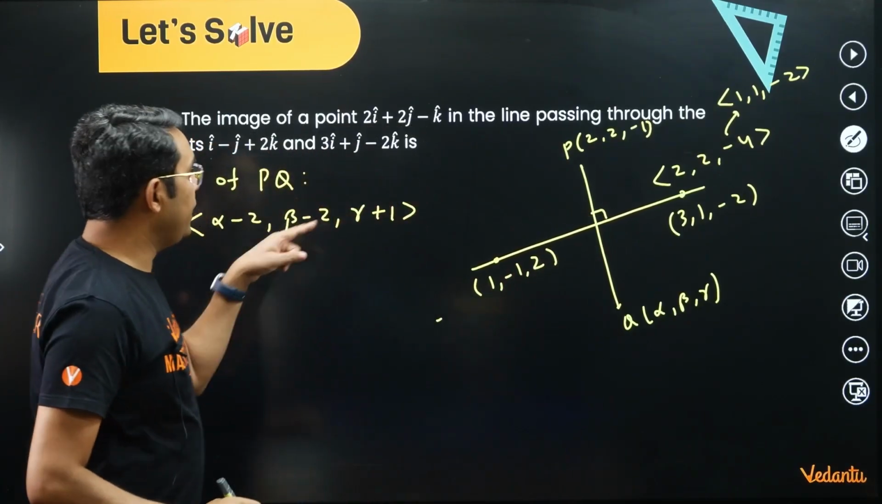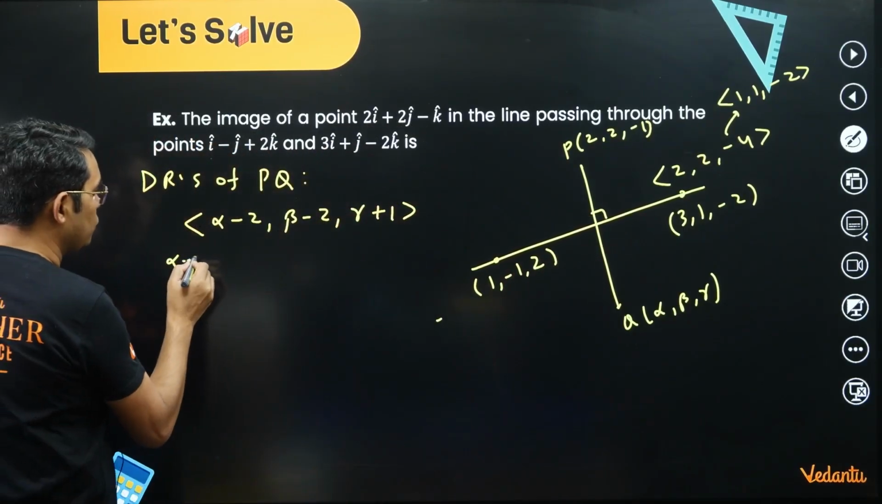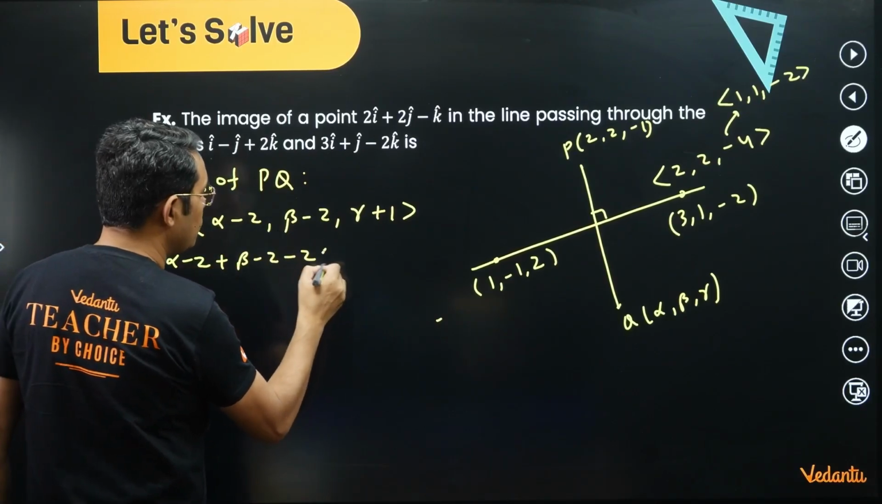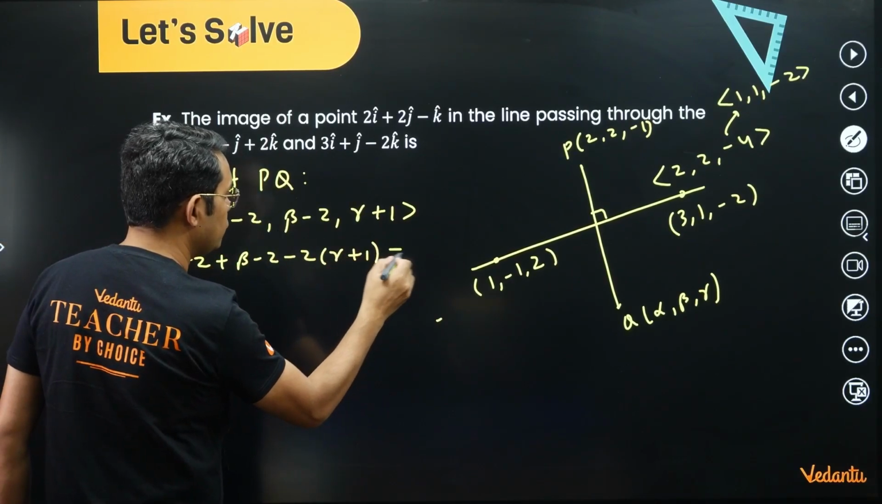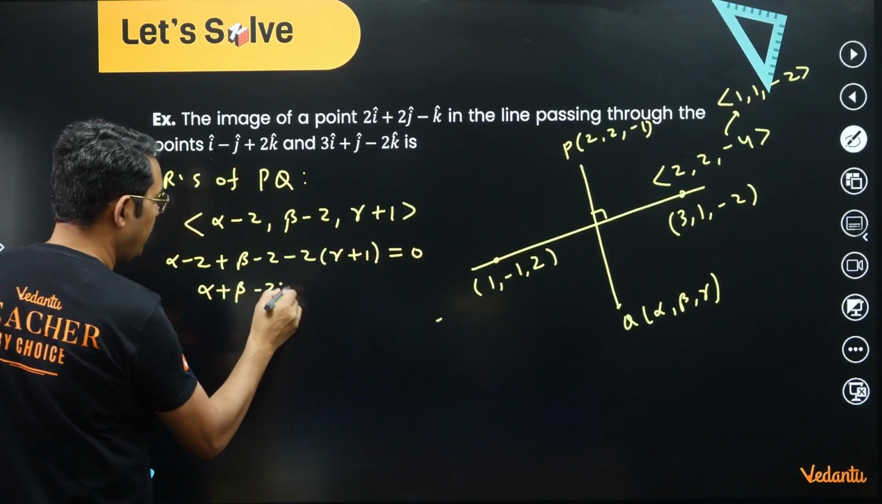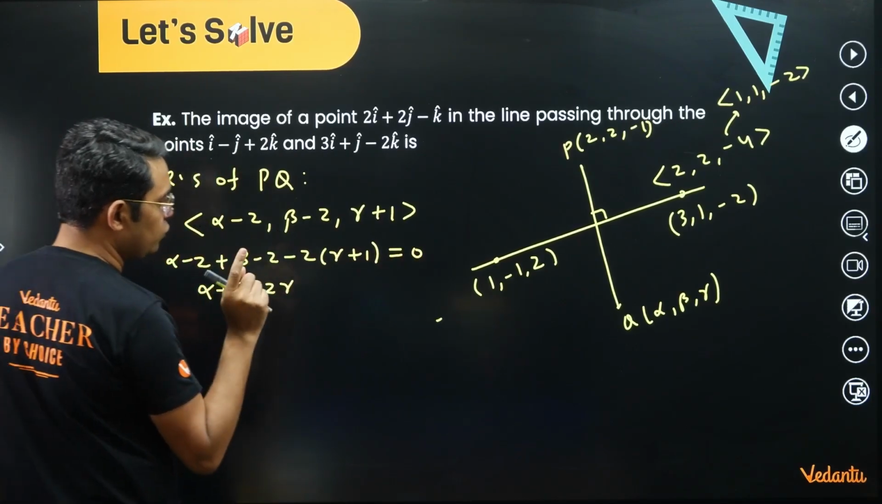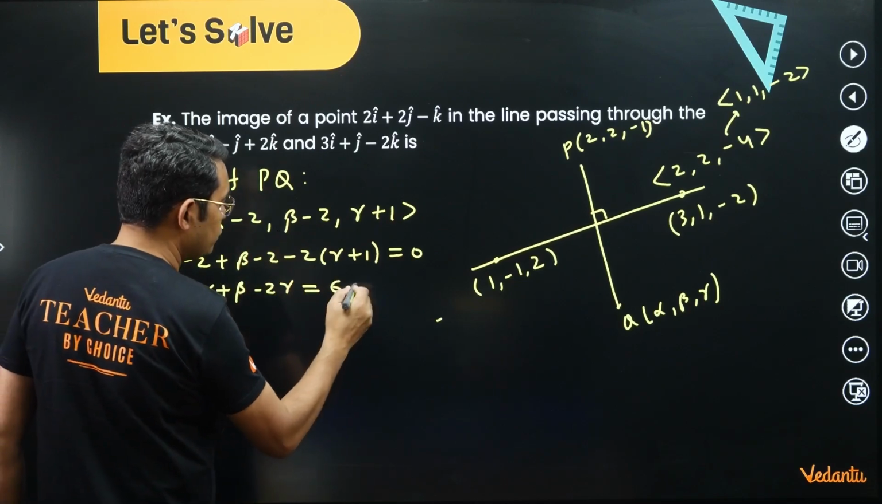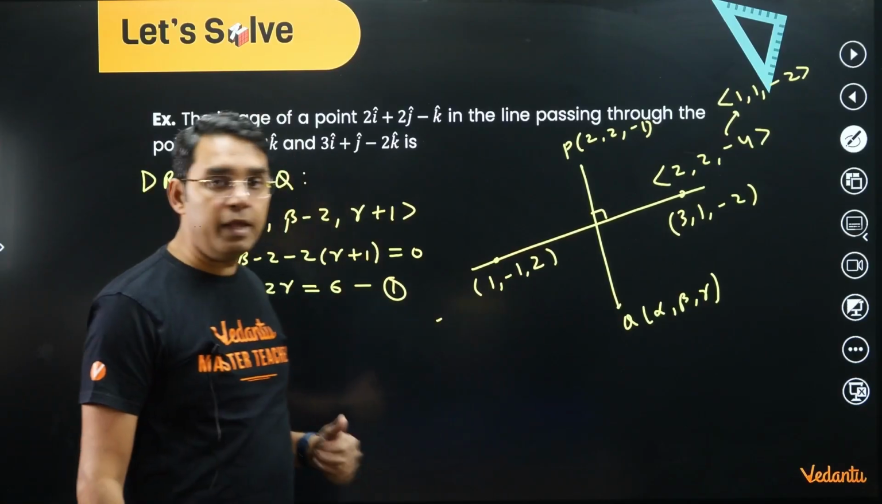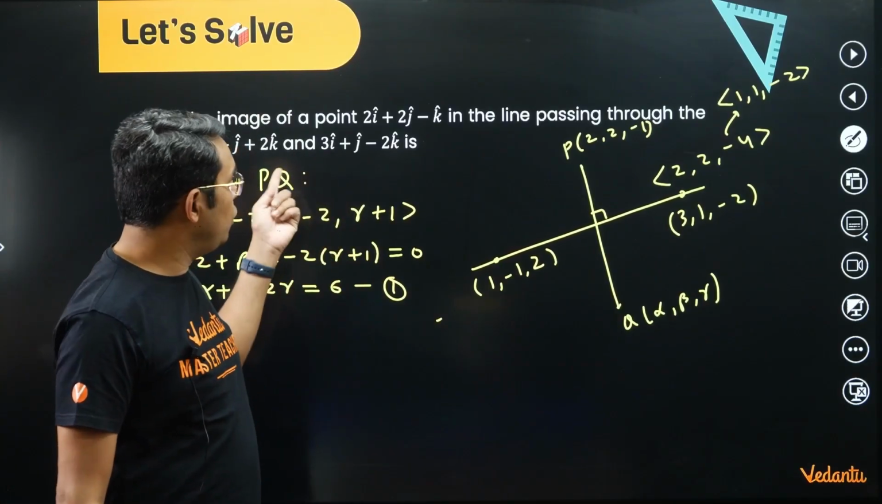Okay, so taking the dot product will give you alpha minus 2 plus beta minus 2 and minus 2 into gamma plus 1 is equal to 0. This gives you alpha plus beta minus 2 gamma minus 4 equal to 0. I think this will become equal to 6. So this is one equation that has to be satisfied for this Q being the image of this point.